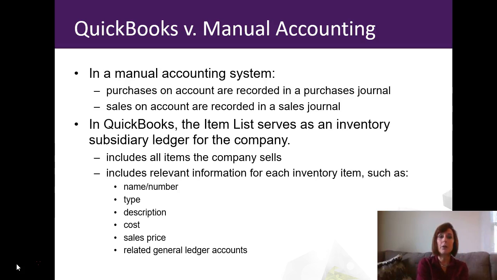If we were using a manual accounting system, we would have purchases being recorded in a purchases journal and sales recorded in the sales journal. In QuickBooks, our item list is going to be our inventory subsidiary ledger, and it's going to have all of the information that we need about the inventory items. What we paid for it, what we're going to sell it for, part numbers, any kind of descriptions of those items.